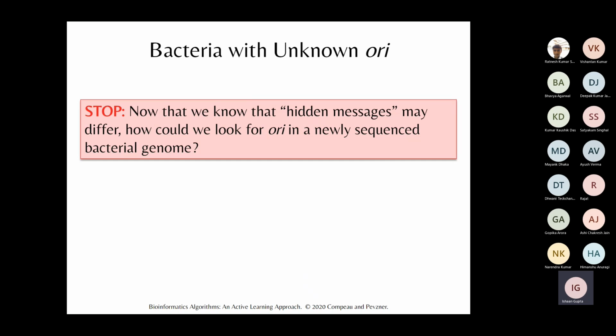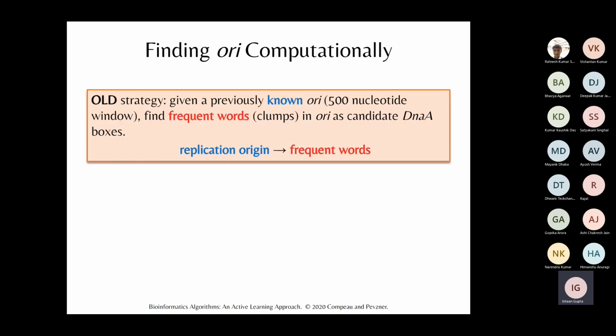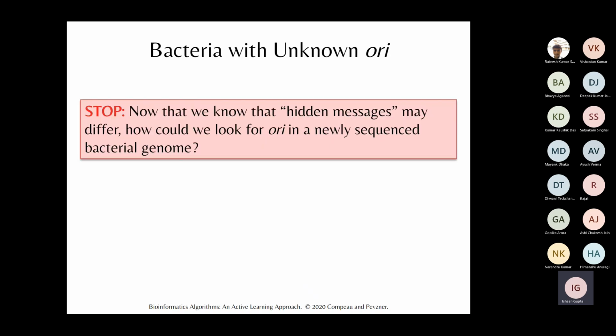in a newly sequenced bacterial genome? If I give you a newly sequenced bacterial genome, a lot of people in our department are discovering newly sequenced bacteria. For example, Professor Preeti works on discovering bacteria that are eating up plastics or petrol. Professor Lucinda is discovering different bacteria which are conducting electricity from their membrane, right? So a lot of new bacteria are being discovered. If you are given a totally new bacteria, how would you find that window of 500 base pairs where the ORI lies, or where to look for different frequent words?